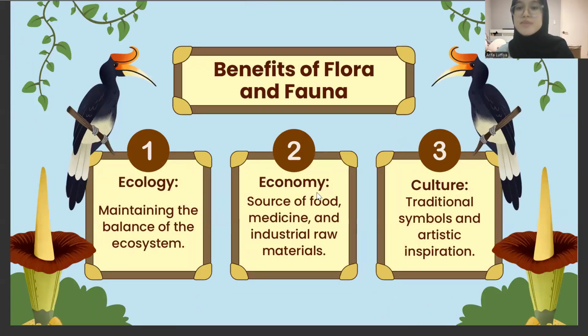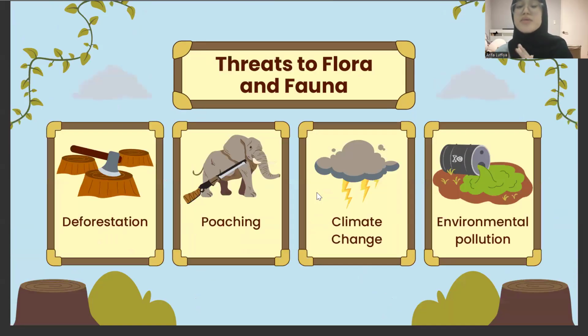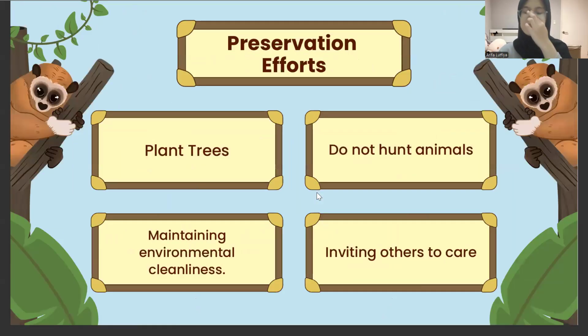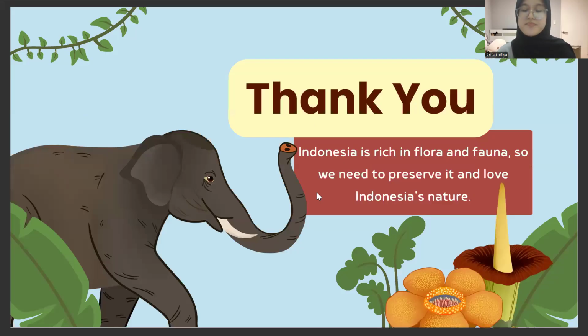And here I want to explain to them the benefits of flora and fauna in ecology, economy, and culture. After the benefits, I will also explain the threats to flora and fauna, for example deforestation, poaching, climate change, and environmental pollution. And here are the preservation efforts, so they can plant trees, not hunt animals, maintain environmental cleanliness, and invite others to care. So yeah, we will go back to the lesson plan.